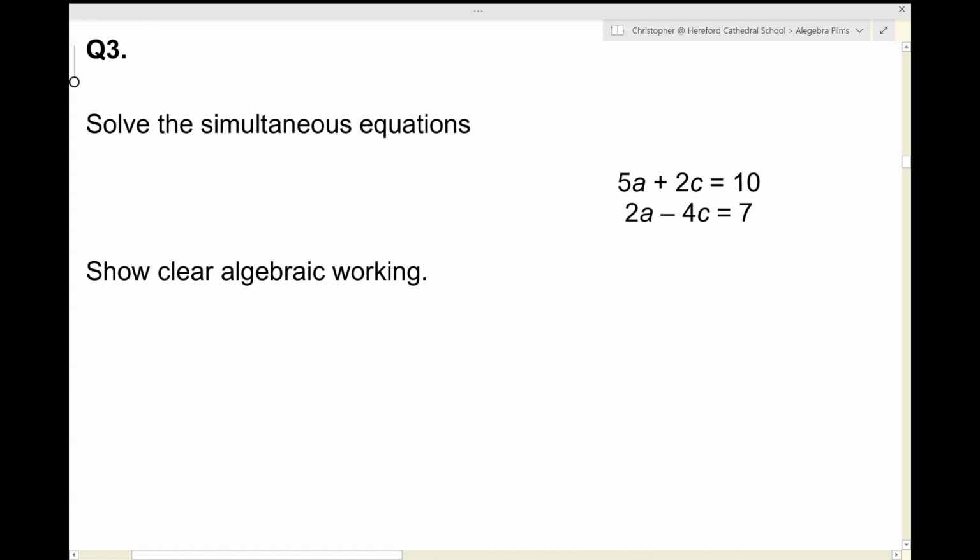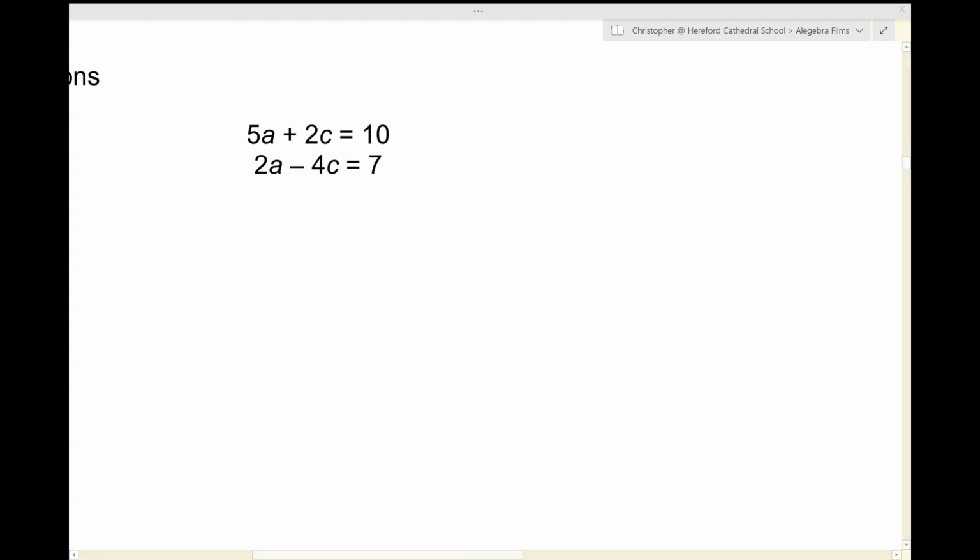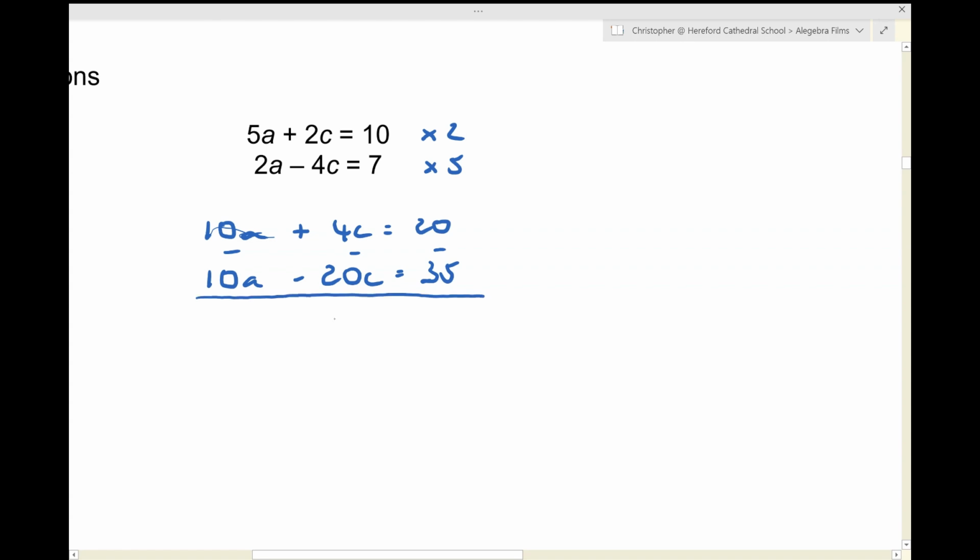Question 3, let's get the a's equal and then subtract. So I'm going to multiply this top equation by 2 and the bottom equation by 5 to give me 10a in both equations. So the top equation is 10a plus 4c equals 20, and the bottom equation is 10a minus 20c equals 35. I'm going to subtract the equations, which is going to give me 4c minus minus 20c, 24c equals minus 15.